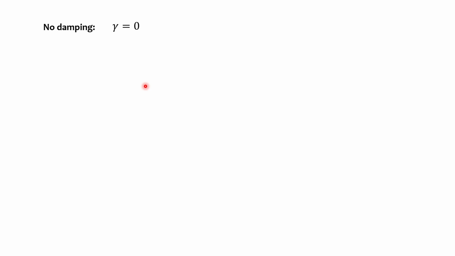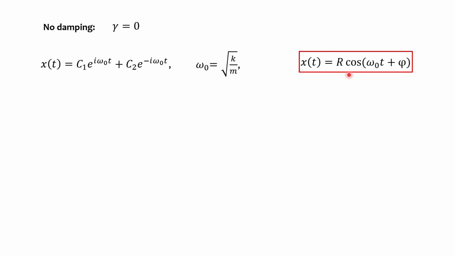Let's step back a bit and recall the case with no damping, which we discussed in the previous video. When gamma is 0, the solution to the harmonic oscillator can be written as a sum of 2 complex exponentials, where omega 0 is natural frequency of the system. In the previous video, we argued that only the real part of this solution has the physical meaning, which represents the displacement of the object from equilibrium. In this case, the real part can be expressed, for example, with a cosine function, where the constant r is the amplitude of the oscillation and phi is the initial phase.